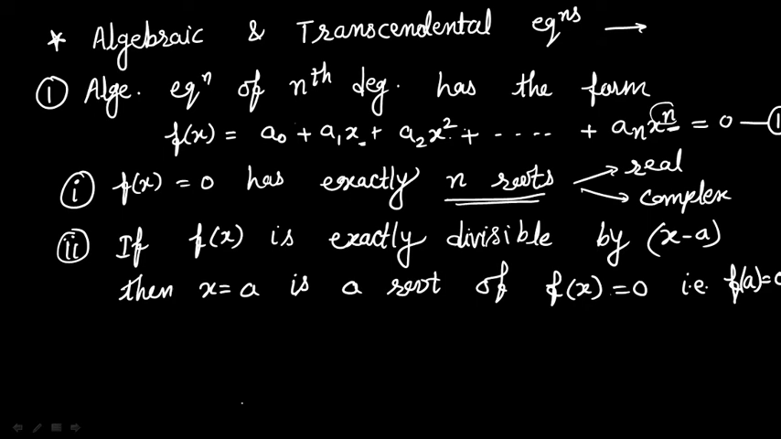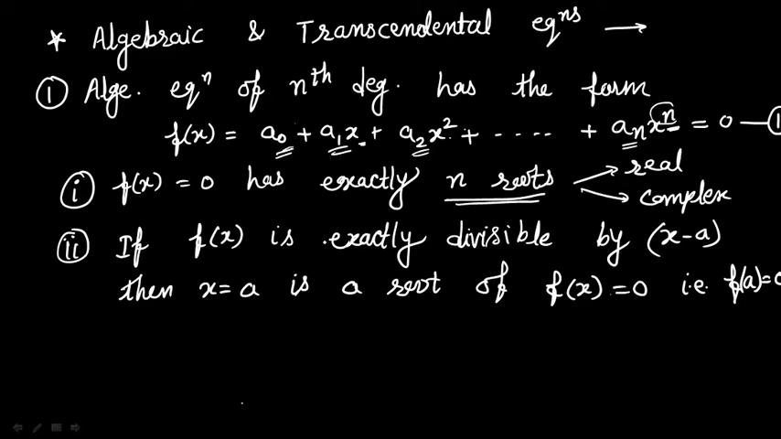Now algebraic equations of nth degree have the form given in equation 1. That means f of x equal to a naught plus a1x plus a2 x square up to an x to the power n, where a naught, a1, a2 up to an are constant values. First condition is f of x equal to 0 has exactly n number of roots because highest power is n, and these roots may be real or complex.